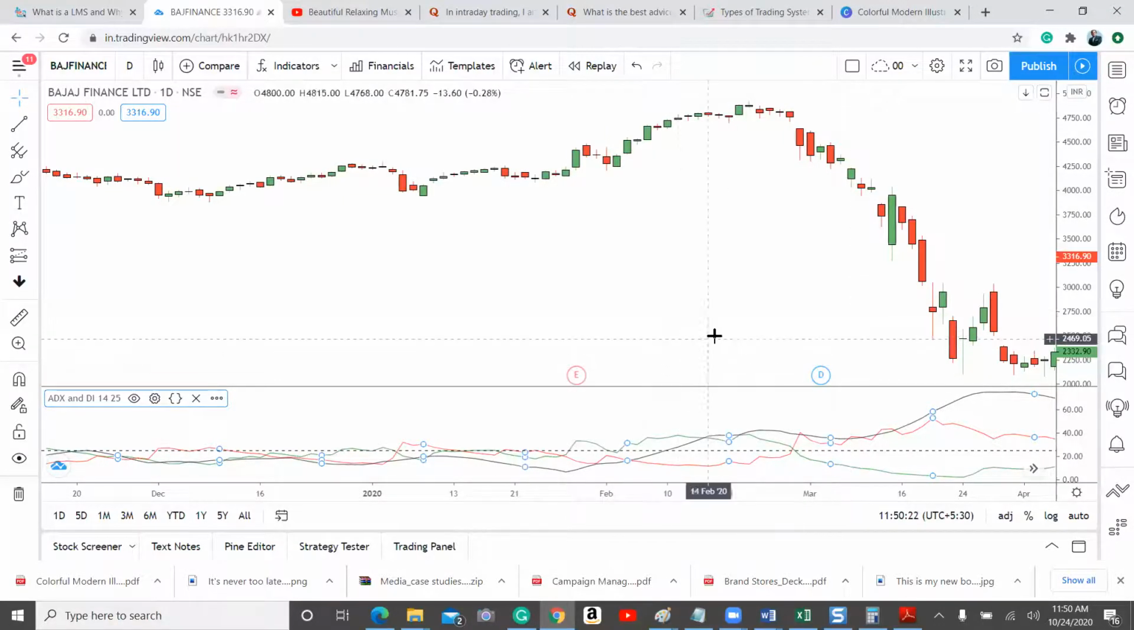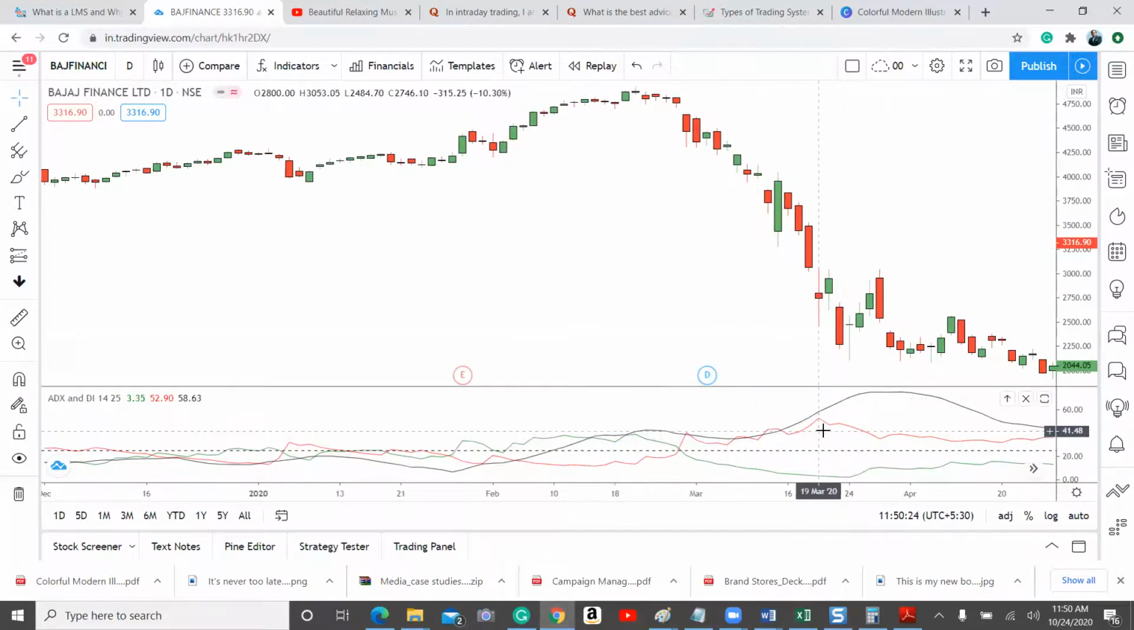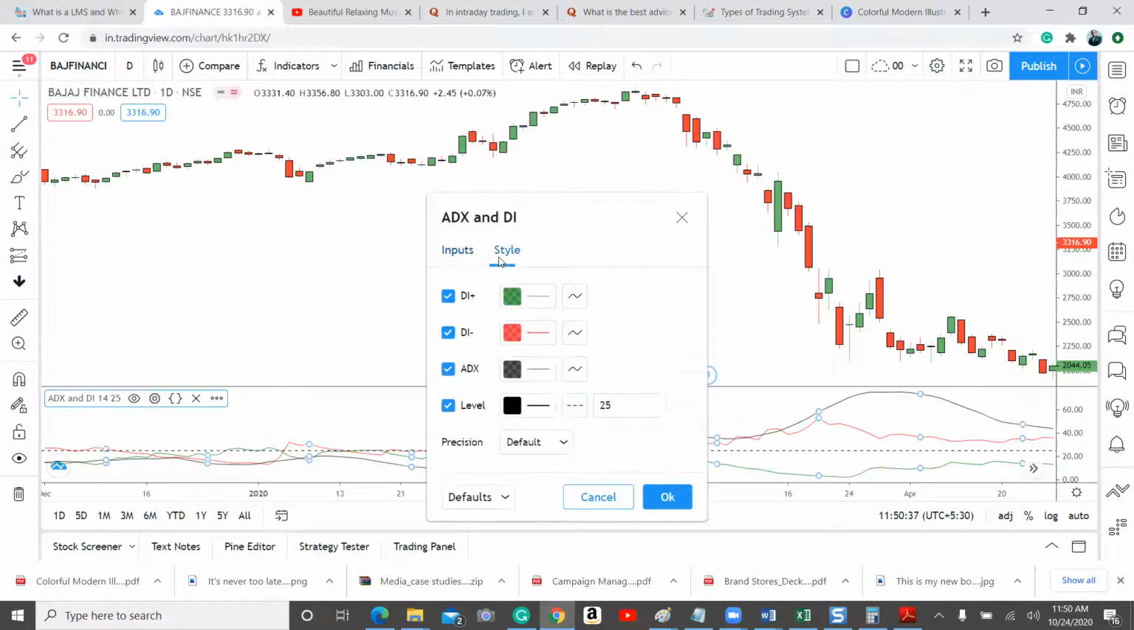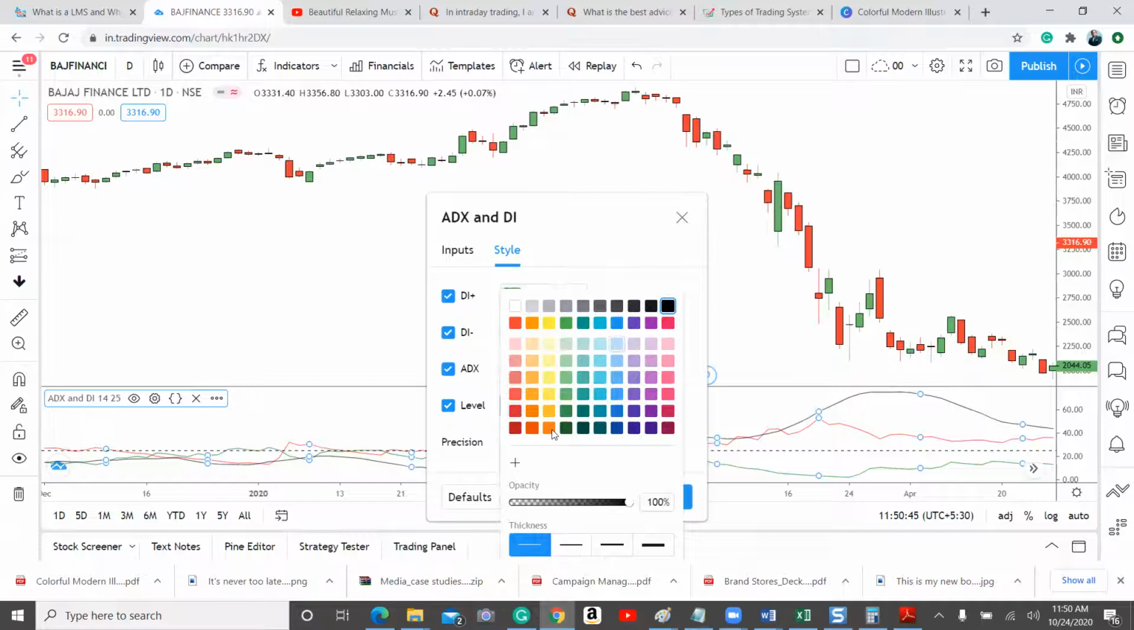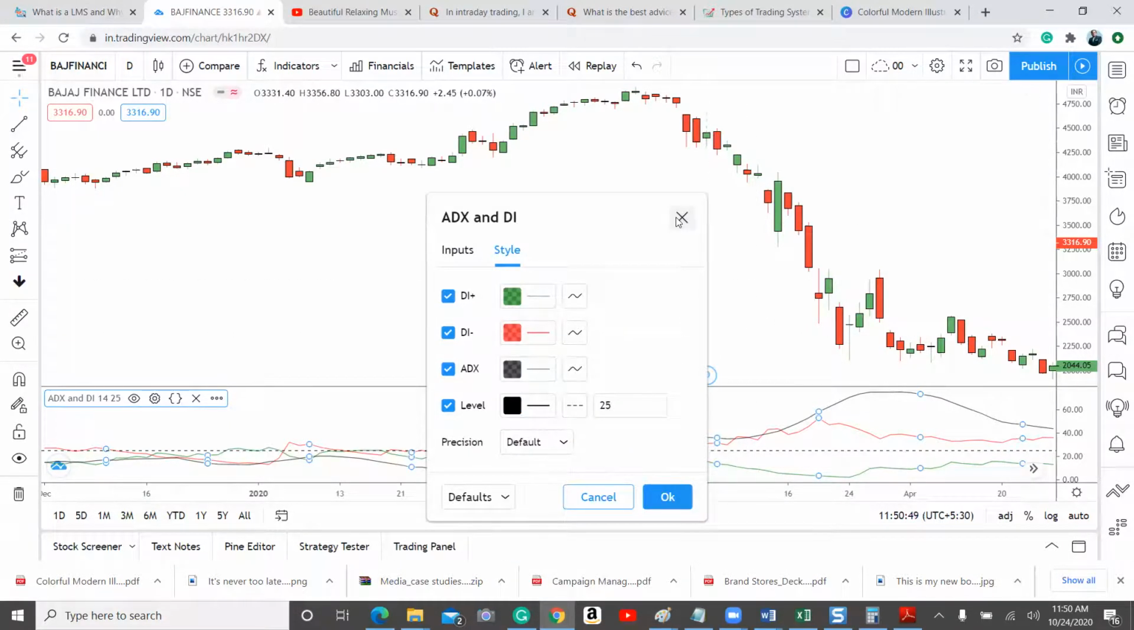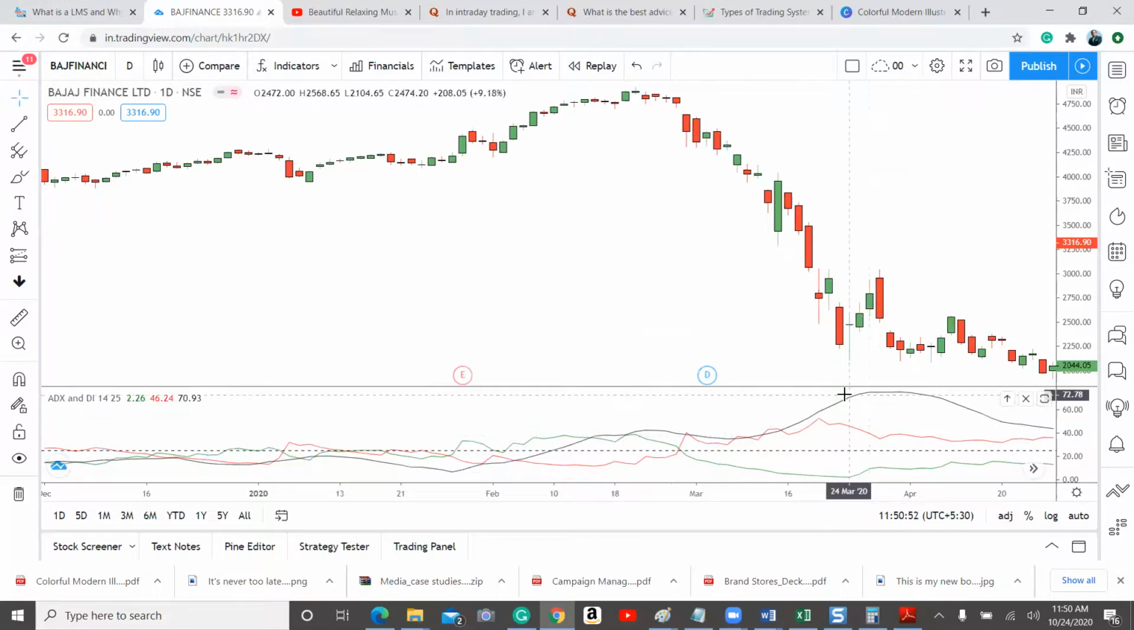I've added the ADX indicator here. The red DI indicates a downward trend, the green DI line indicates an upward trend. The black line indicates the ADX line. You can change the settings here. For example, I can make this ADX line darker, like that. We can change all these settings here. I will return it as it was. So the black line indicates the ADX line.